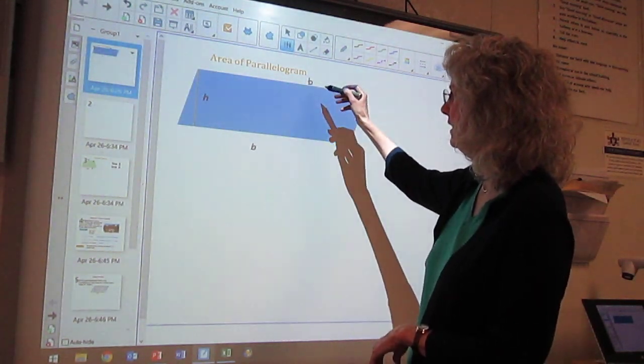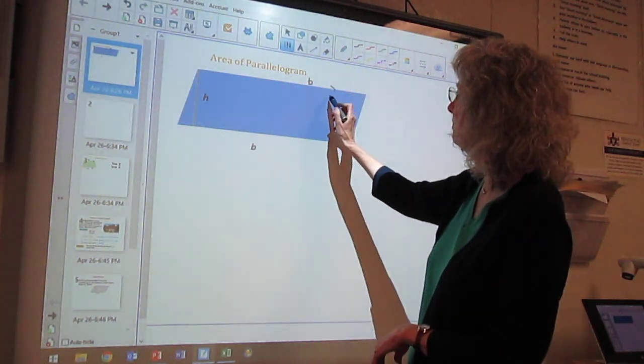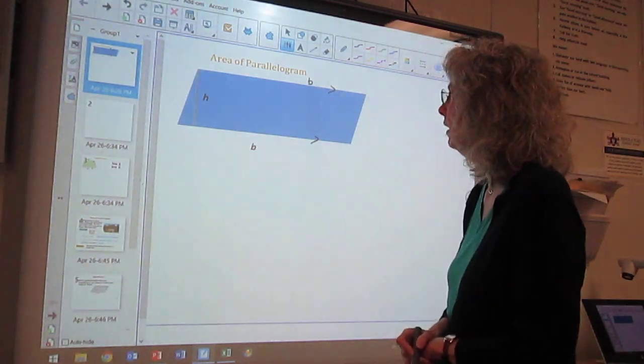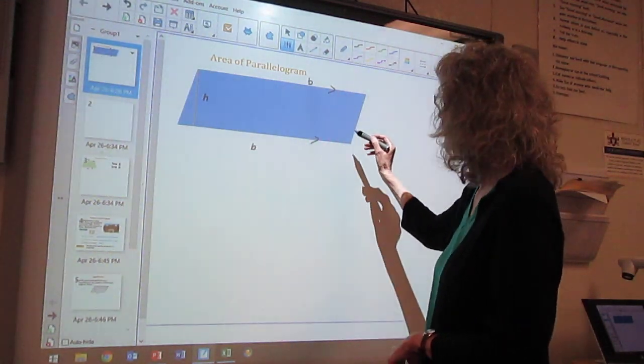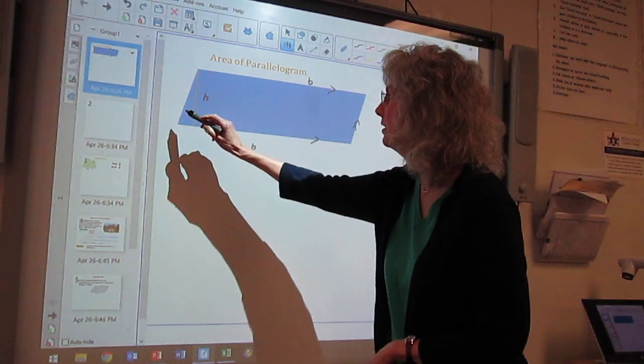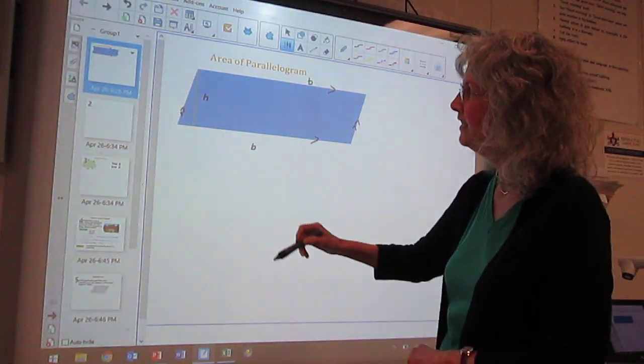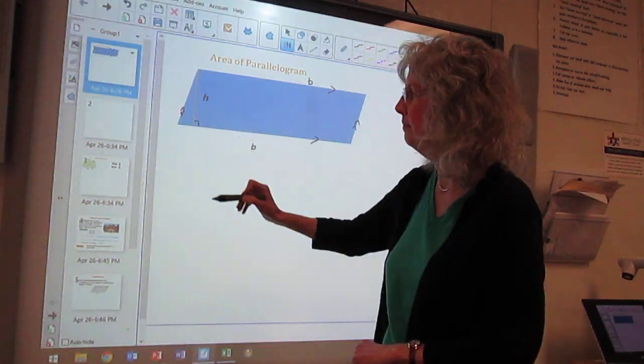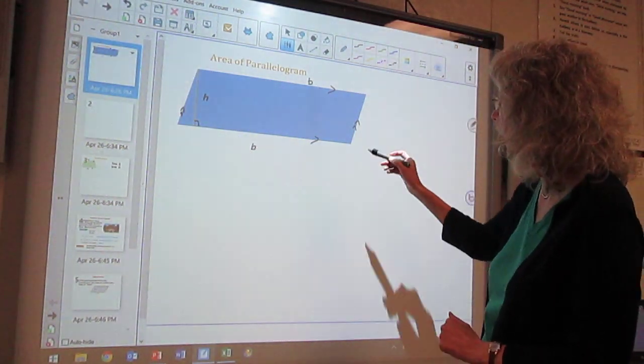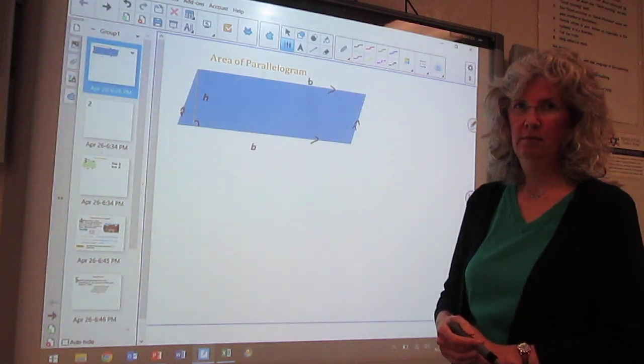Both bases, the parallel sides, this is parallel to this, and they're the same length. This side is parallel to this side, and they're the same length. The height is the vertical distance across. It must be at a right angle. It is not this slant height.